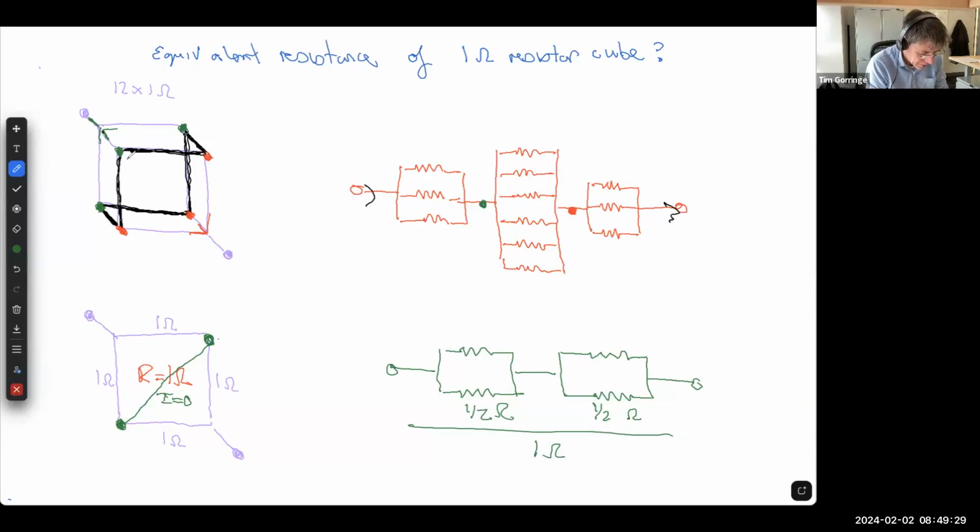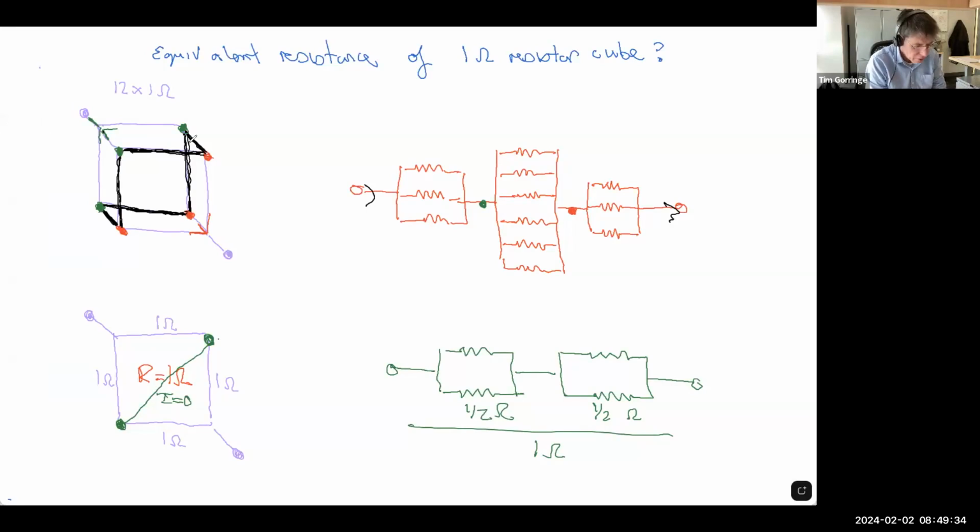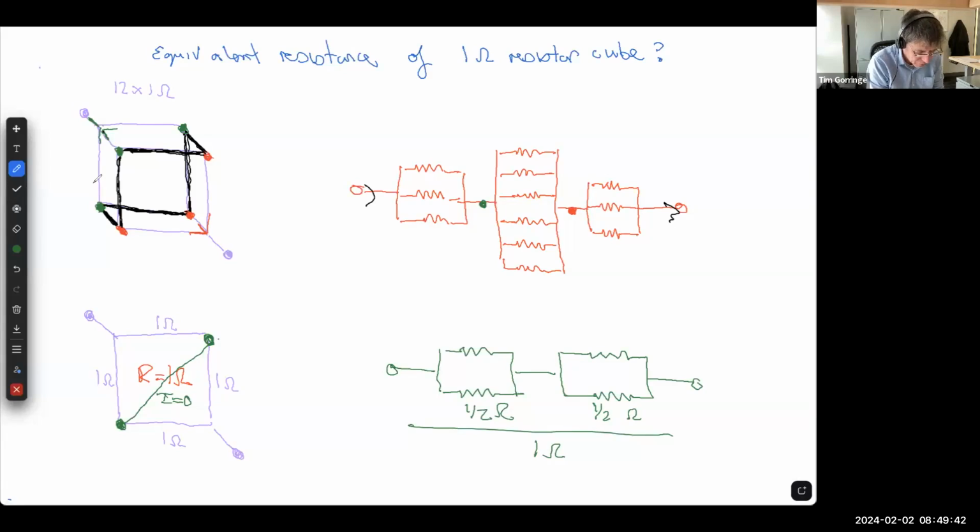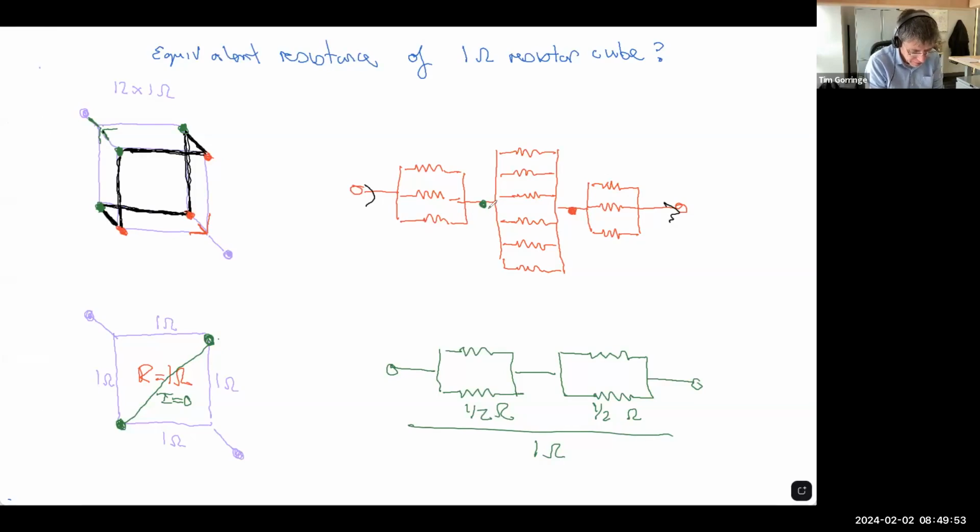The black lines, the black sides are now the locations of the resistors that connect all the green points to all the red points. Remember, the green points are all at the same potential. The red points are all at the same potential. And so if we are connecting a green point to a red point, we're connecting between the same potentials. And so those resistors will be in parallel with one another.